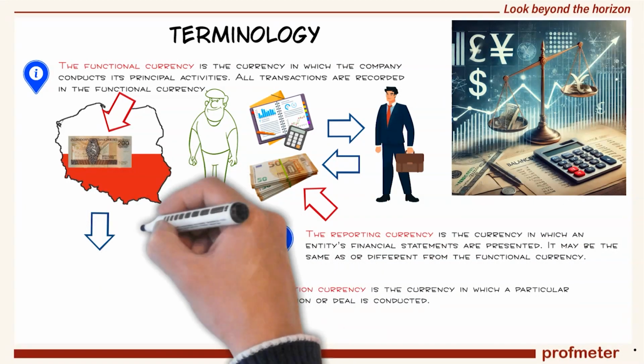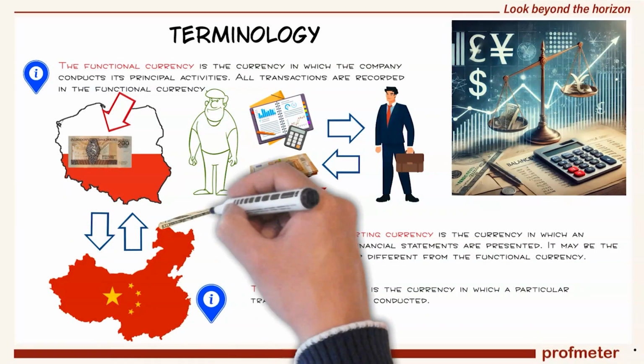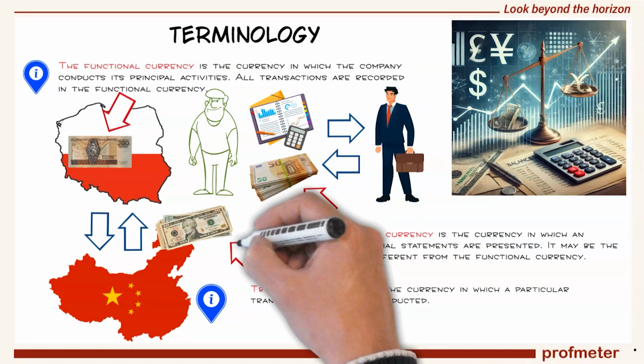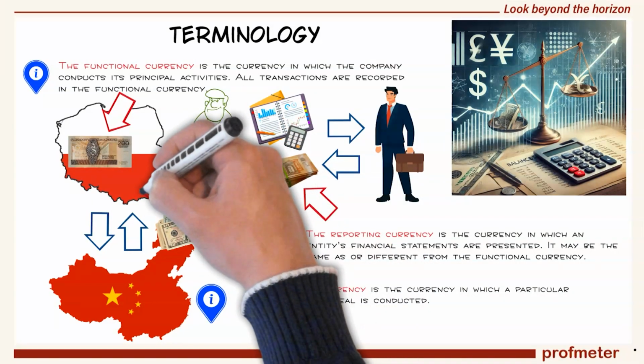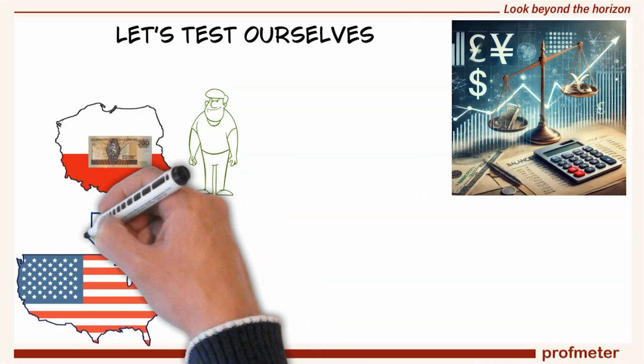Let's imagine that for work we needed furniture fittings from China, and according to the contract we need to pay in US dollars. The currency of this transaction will be the US dollar, which in accounting will be additionally expressed in the equivalent of the functional currency zloty. Let's illustrate these terms with another example.